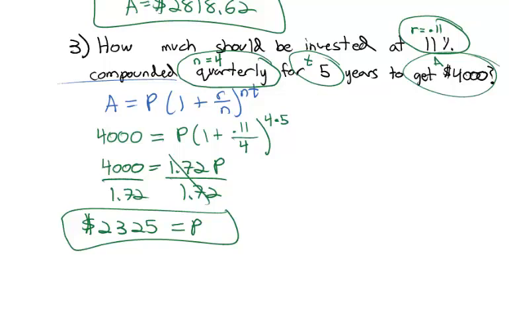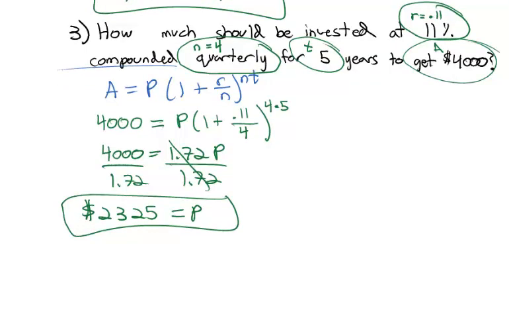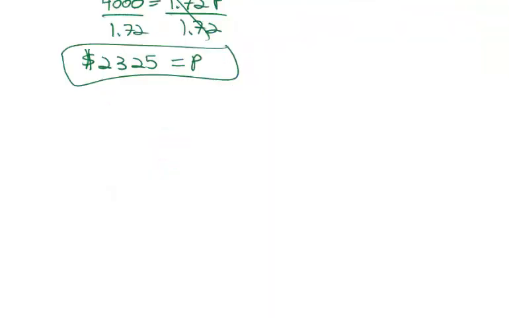Let's do one more. Let's say a bank pays 9% compounded monthly.